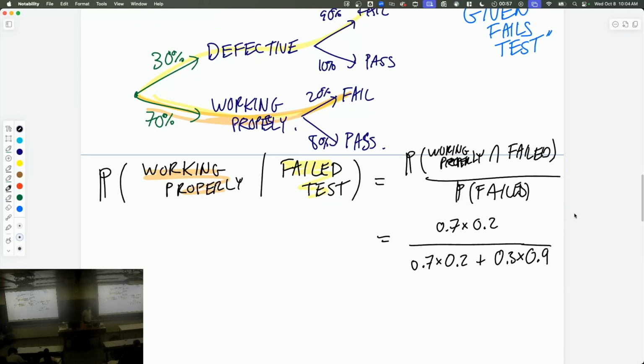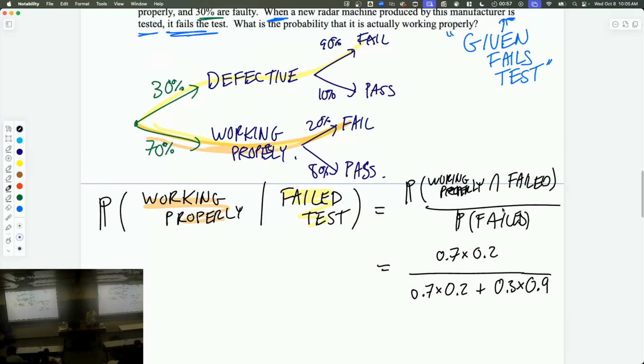It is always a good check when you're doing these types of problems: usually the top will appear in the bottom somewhere. So 0.7 times 0.2 appears over here. That's a good sign. If someone said, what's the probability it is defective given it failed the test, that would be 0.3 times 0.9, and altogether that would sum to 100%. So that's a good sign. Once again, put it in your calculator and see what is the closest answer if it's multiple choice, but that is the right answer.